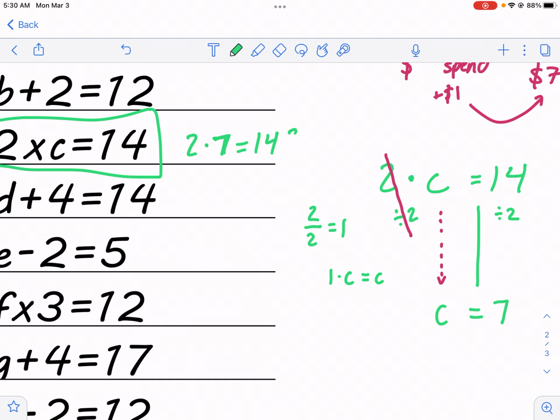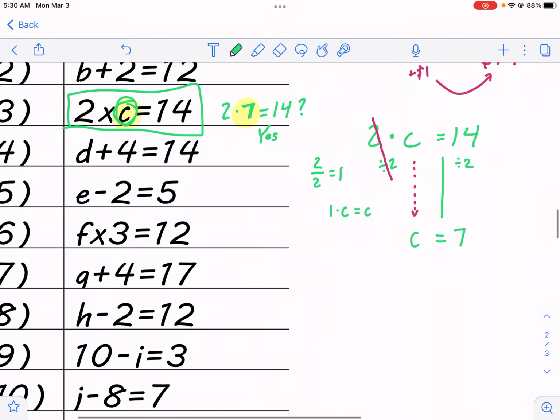2 times 7, does it equal 14? All I did was replace this c, let me highlight it, with the value that I found c to be. So we know that c equals 7. So I just plugged it in and I get 2 times 7. Does it equal 14? Yes, it does. So I know I got the correct answer. All right, let's move on.